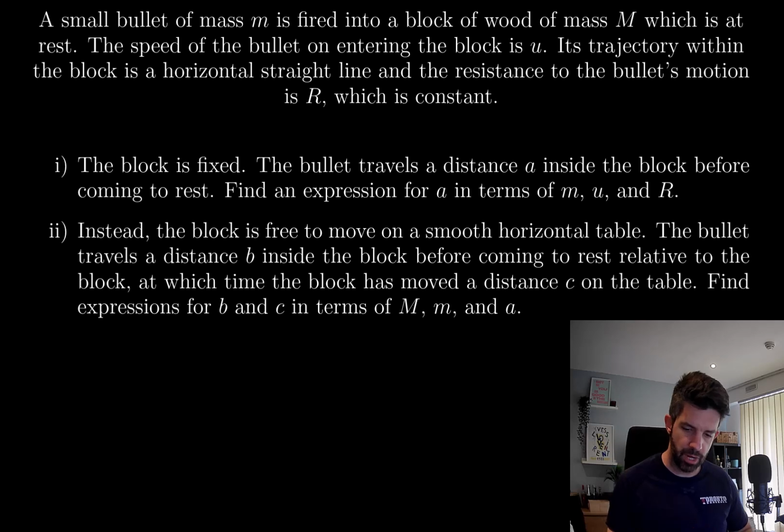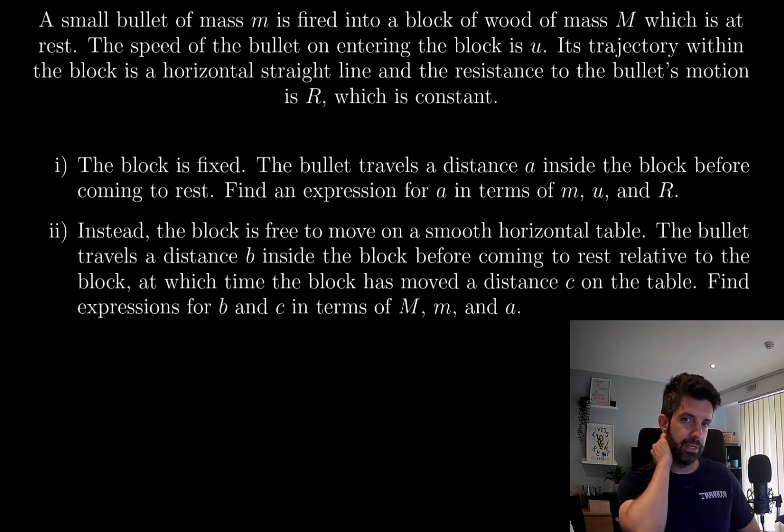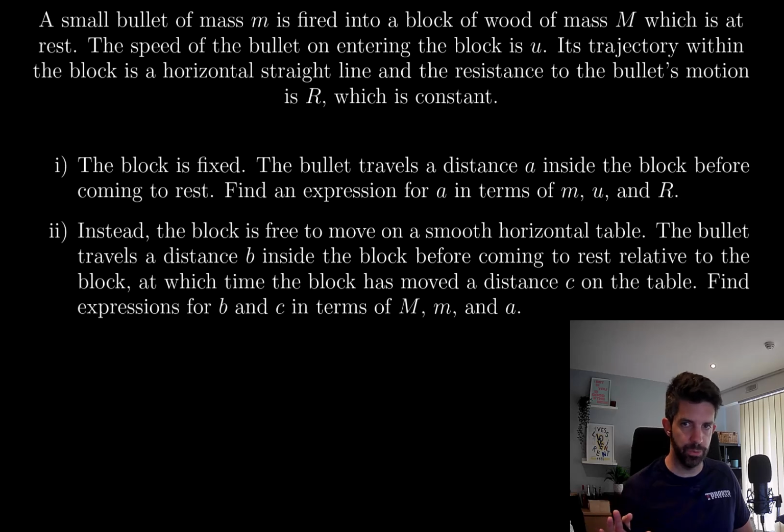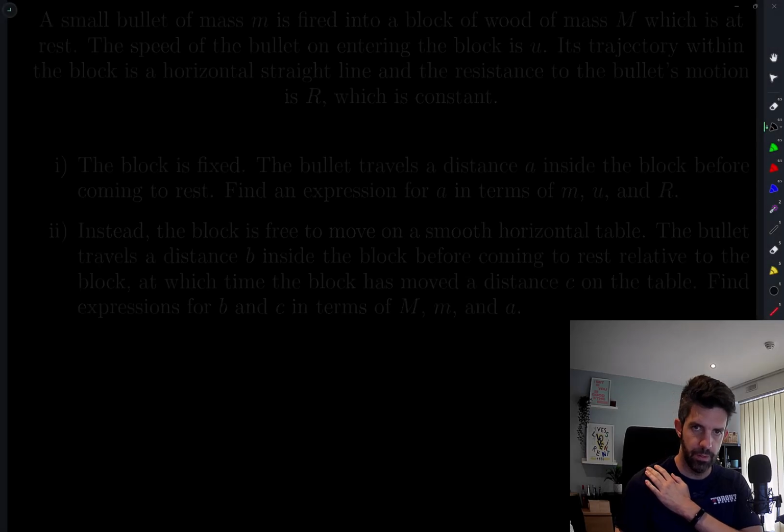The only thing I'm not 100% sure on with the interpretation is exactly what it means to say that the resistance to the bullet's motion is R. I assume that means there is a force of R applied to the bullet in the opposite direction of its travel. That's what I'm going to assume. I'm not going to assume that this is some sort of coefficient of friction, because I think that would change things a lot. Like if the force were proportional to the velocity or something like that, that would make things a little bit more difficult. Okay.